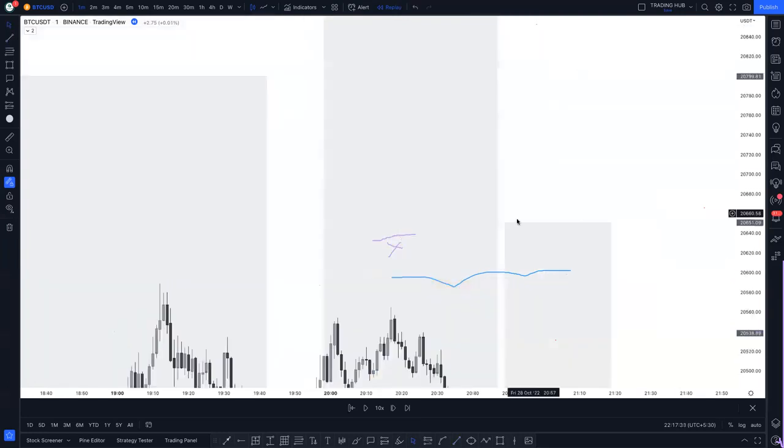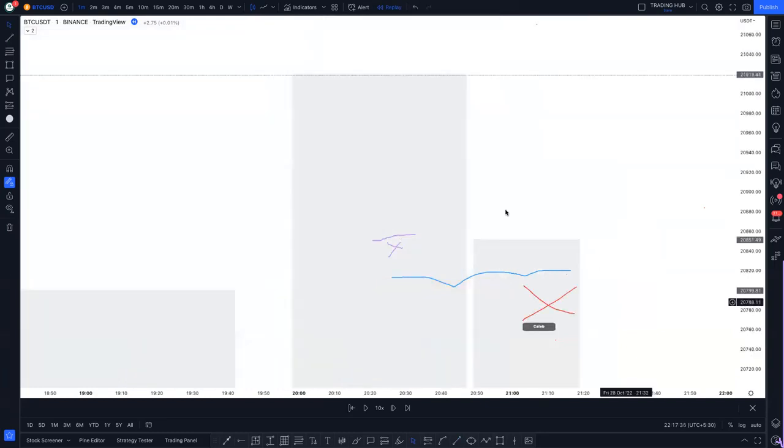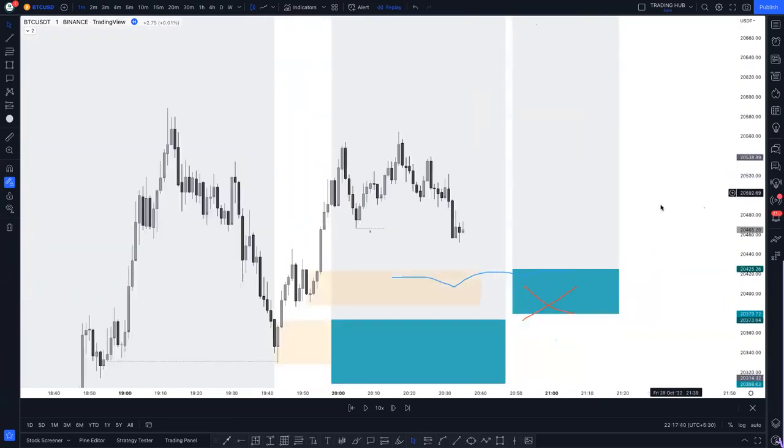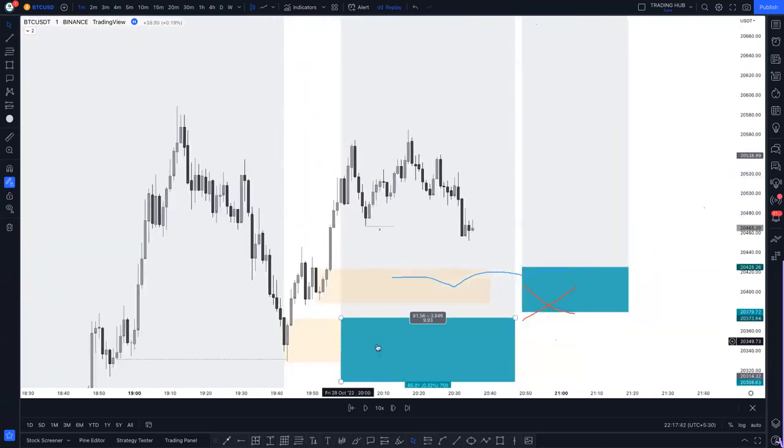And target is here, similar. The previous day high, which one is here? And the next entry is here.